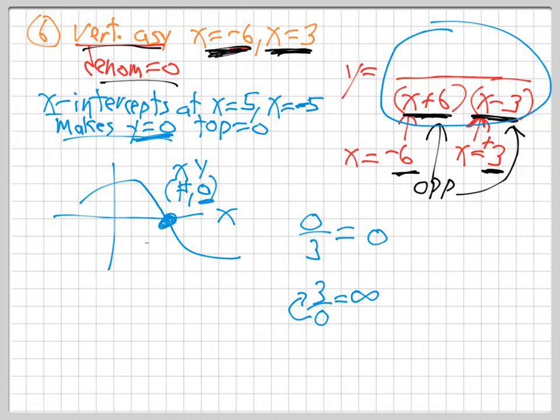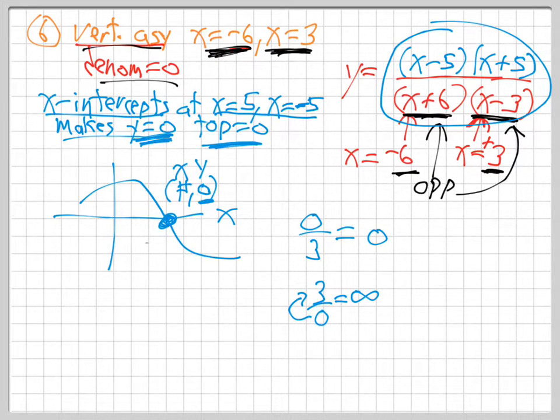So basically, the x-intercepts, x equals 5 and negative 5, they have to make the top 0, because that's what makes y 0. X-intercepts make y 0, and to make y 0, y is a fraction, you got to make the top 0. So what do we got to have up here? Opposite, minus 5 and plus 5, right? Because that way, if you plug in 5 or negative 5, you're going to make the top 0, you're going to make y 0, it's going to be an x-intercept. So we've got all that.